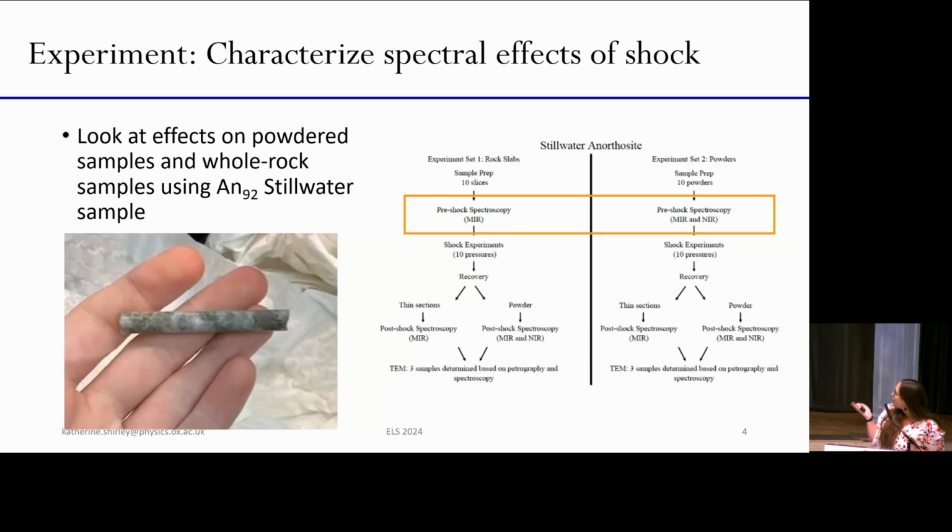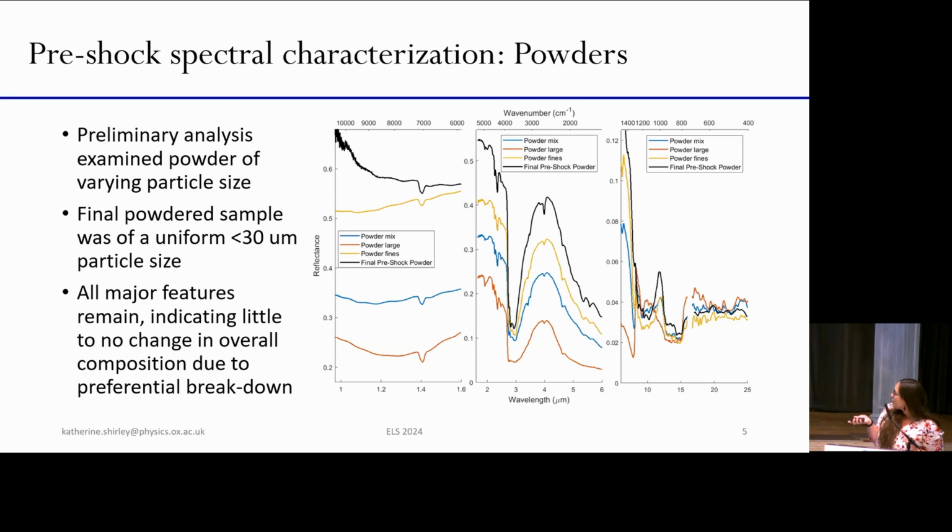Okay, so looking at the materials. First we're looking at the powders. I did a preliminary study, basically just crushed up some of the material, pulled out some bigger bits, pulled out some smaller bits, and used the mix to do a general comparison of what those reflectance spectra look like. So those are the spectra in colors.